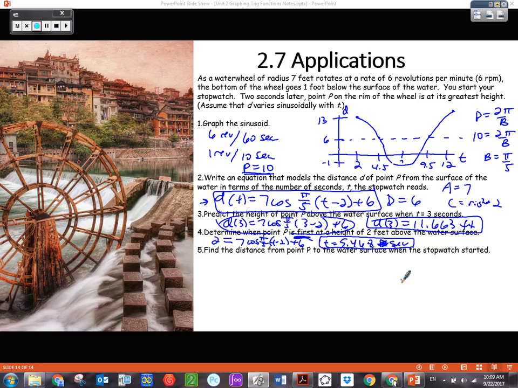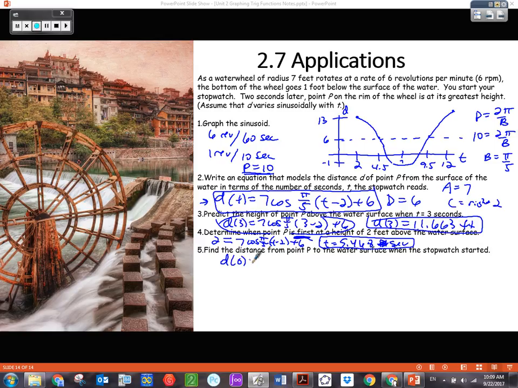The very last one says find the distance from point P to the water surface when the stopwatch started. Now we didn't go back to where the stopwatch started, right? We started at 2, but now that we have the equation, can't we approximate that? We sure can, right? So I would just need to substitute a 0 in for T, to be able to get the height we were at 0 when the stopwatch started.